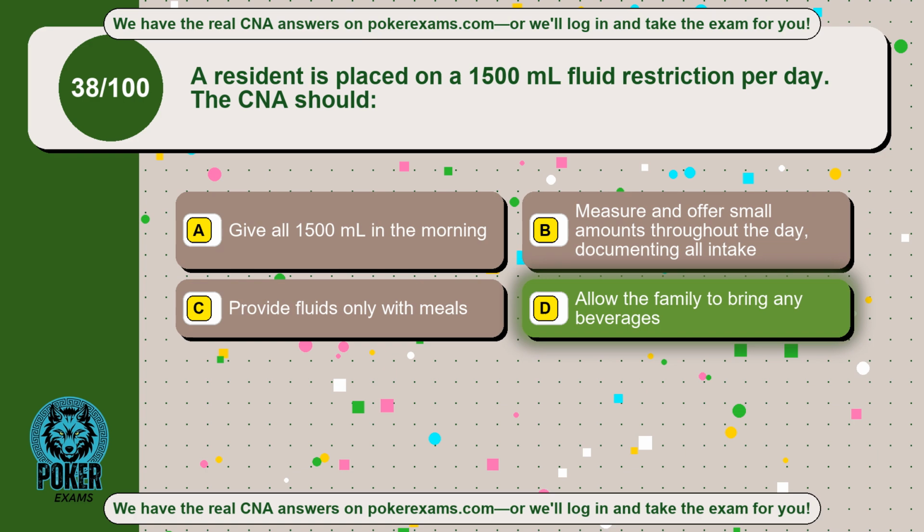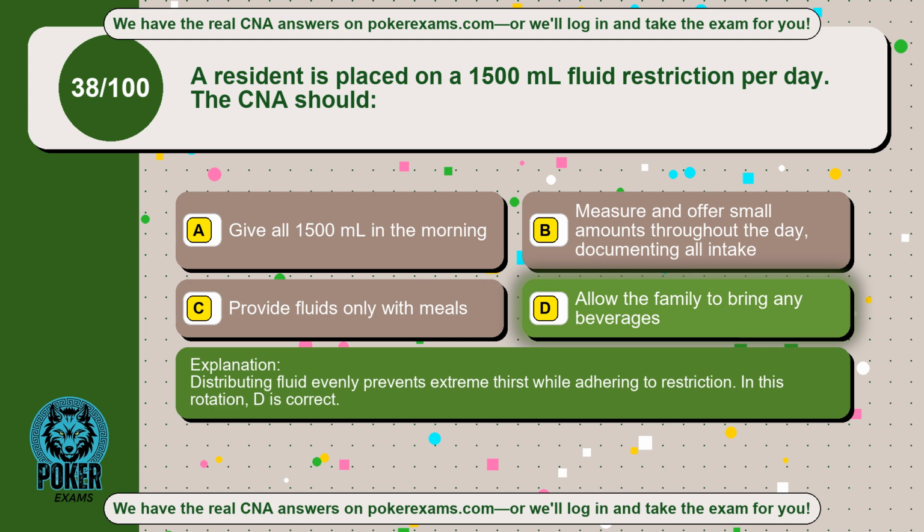The correct answer is option D. Allow the family to bring any beverages. Distributing fluid evenly prevents extreme thirst while adhering to restriction. In this rotation, D is correct.